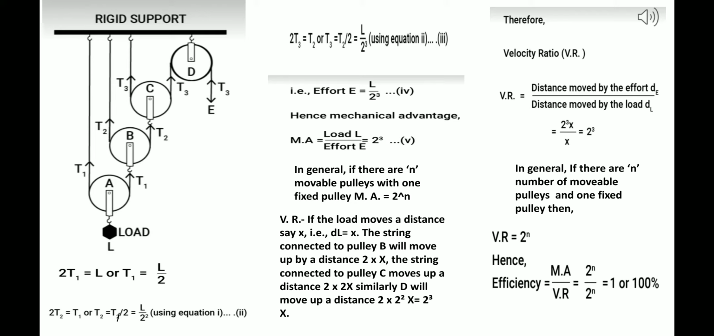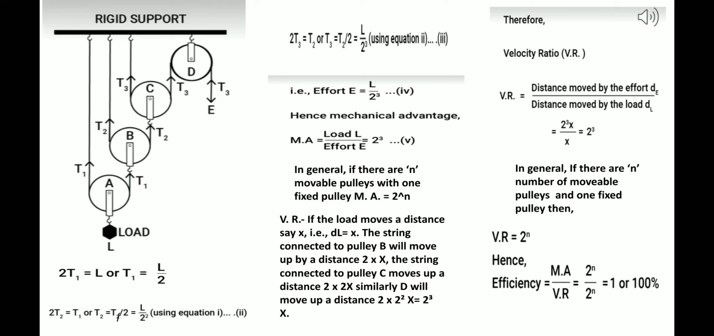A is balanced by T1 and T1. B is balanced by T2 and T2. That means the tensions in the string. C is balanced by T3 and T3. And D is balanced by the fixed rigid support, so it doesn't need anything to balance. And therefore, effort is only equal to T3. So effort applied is equal to the tension in the string, and that is T3.